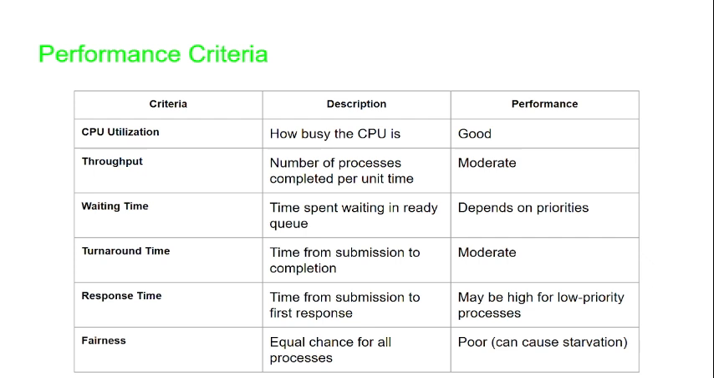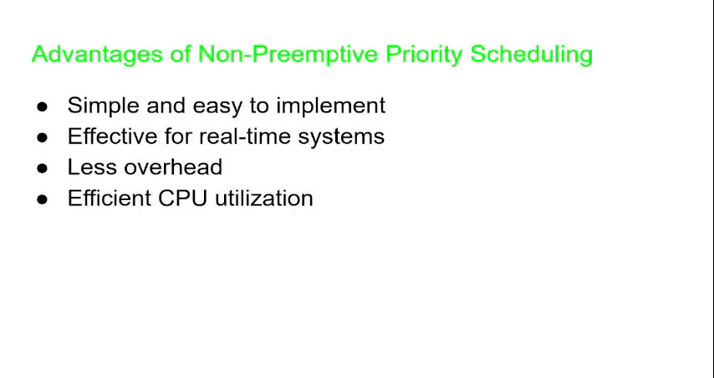Waiting time is the time spent waiting in the ready queue. Turnaround time is the time from submission to completion. Response time is the time from submission to first response. Fairness means an equal chance for all. It gives an equal chance to all the processes.